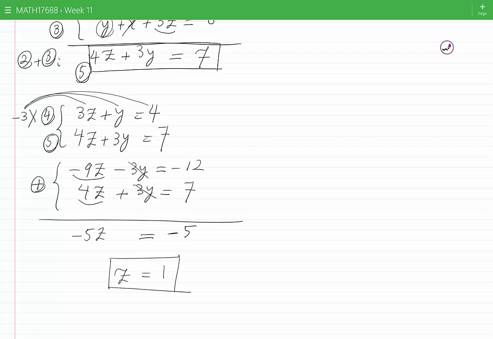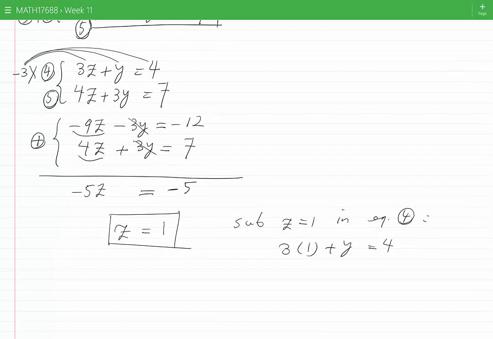We can now sub z equal 1 in equation 4, for example, to get 3 times 1 plus y is equal to 4. The original equation was 3 times z plus y is equal to 4. We can now simplify this to get y is equal to 4 minus 3, or y is equal to 1.